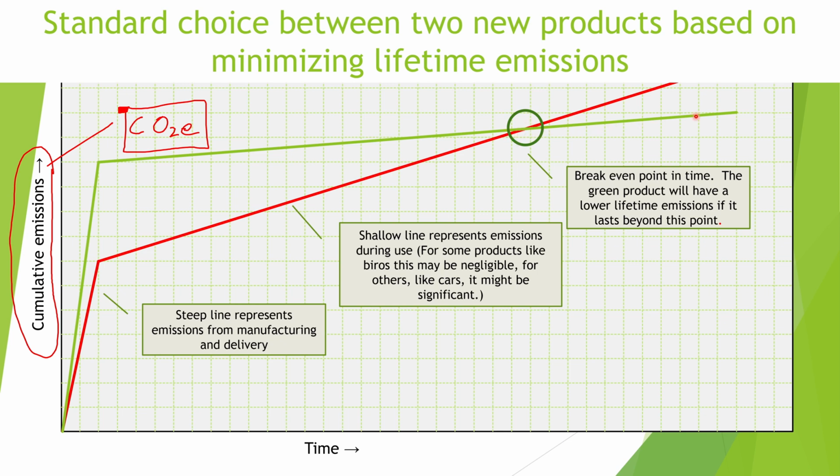And if the green product lasts longer or remains in use longer, then the total lifetime emissions of the green product will be lower by this amount here than the red product at any point in time. So let's call that time at point 0. Now, this is a fairly simplified model, but it is a useful model, and it's a model that we can use with various degrees of refinement in the real world. Let's continue to look at some examples based on this very simplified model.